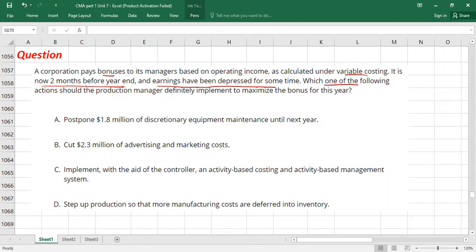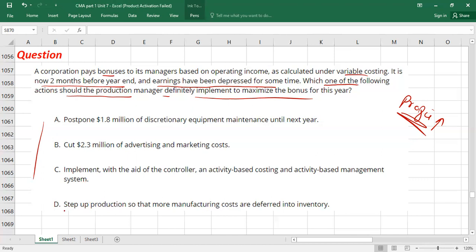Which one of the following actions should the production manager definitely implement to maximize the bonus for this year? Simply, if he wants to maximize the bonus, he has to maximize the profit. That's it. This is what he wants to see. In short, he's asking which action will increase the profit here. Understood? So I'm going to start, and you are using which costing? Variable costing.